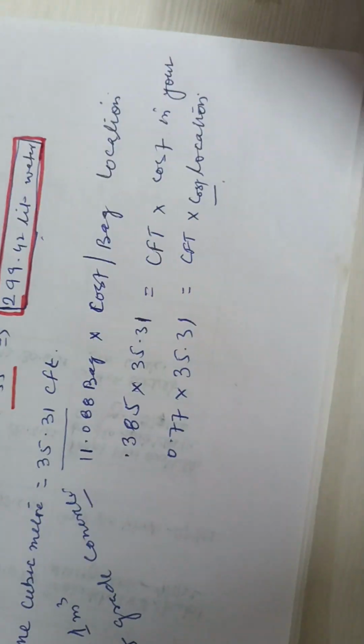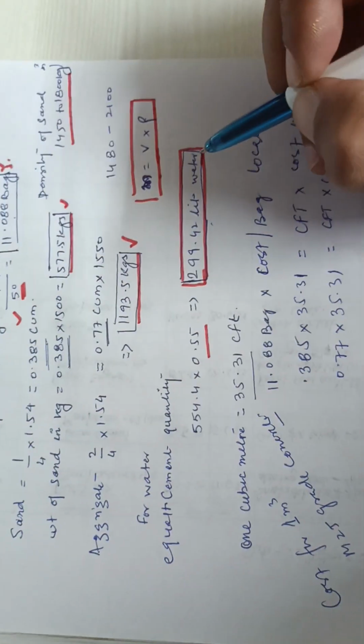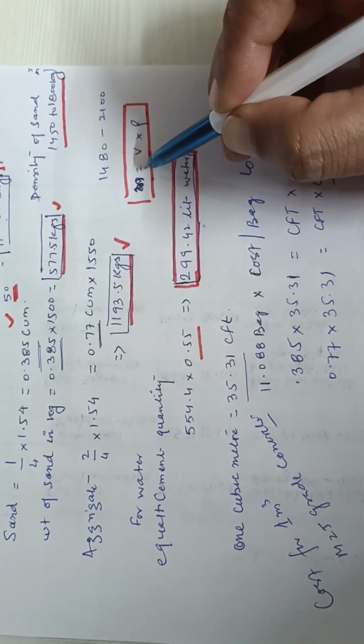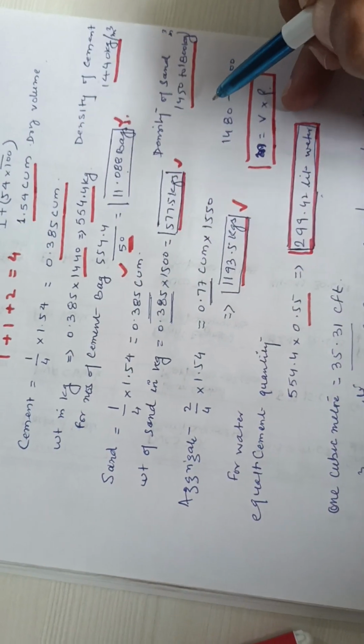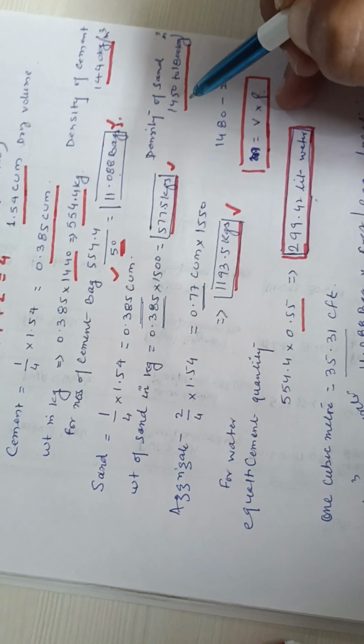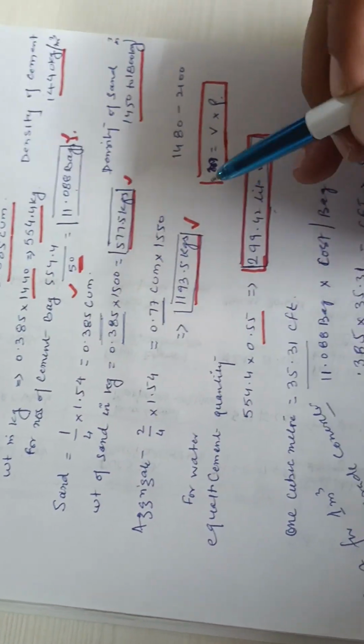Okay guys, for today this is enough. Just memorize two or three things. One is mass equals volume into density, and the densities of cement, sand and aggregate.